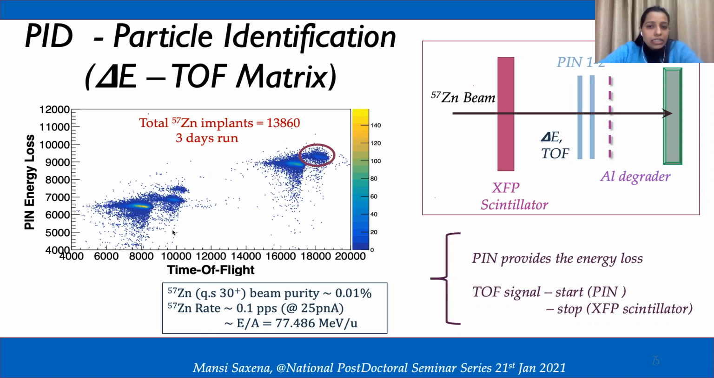Now, as seen in this PID matrix, we could clearly isolate 57 zinc, which was our isotope of interest. This gap here corresponds to all those isotopes which were actually kicked out using the RF kicker. So the A1900 group did a very good job with the beam. And in total of 3 days run, we could obtain around 13K zinc implants.